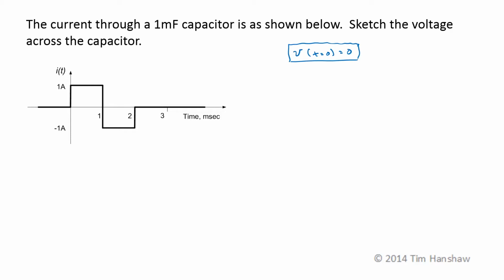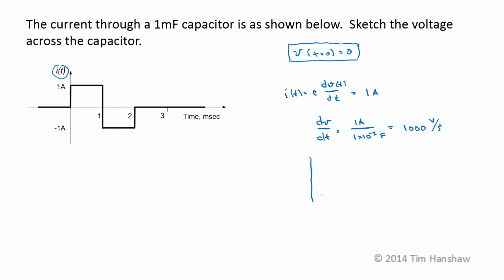We can do this a few different ways. So i(t) is equal to C dv(t)/dt. So what we're really given here is the slope. So this slope is 1 amp. So dV/dt is equal to 1 amp over 1 millifarad, so 1 times 10 to the minus 3 farads. So the slope is 1,000 volts per second.